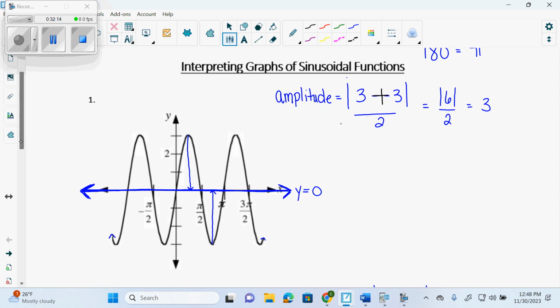So if I do the midline for this one, it's going to be at y equals the max, which is 3, plus the min, which is negative 3, divided by 2, which is 0. And we already have that, y equals 0. It's right here, we found it. We already found the midline every single time, because we count our amplitude down and amplitude up, it meets at the midline.